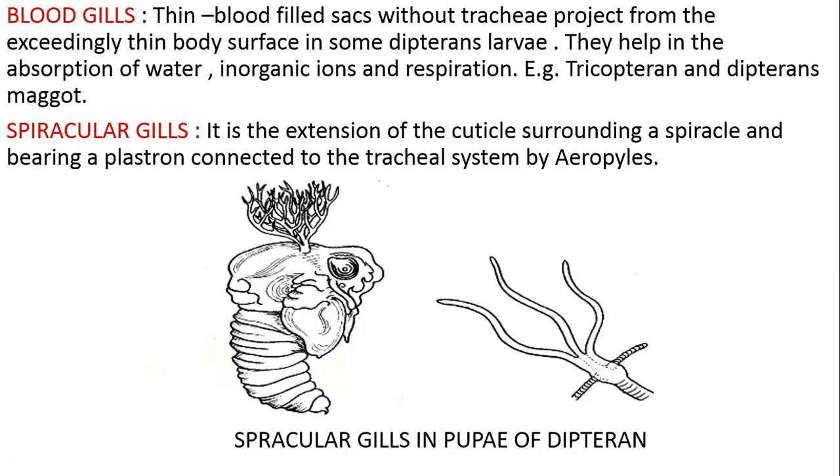Blood gills. Thin blood-filled sacs without trachea project from the exceedingly thin body surface in some dipteran larvae. They help in the absorption of water, inorganic ions, and respiration. This is a trichopteran and dipteran maggot.